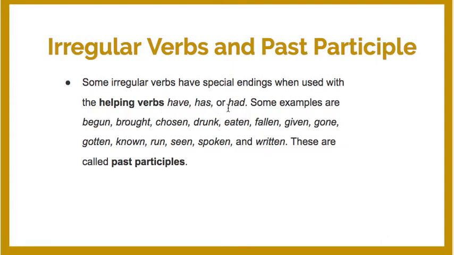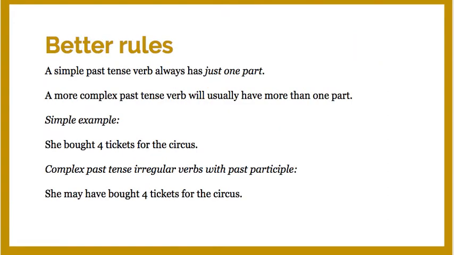So we could say something like, he had begun to understand what an irregular verb was. Or she has eaten all of the marshmallows and is now feeling horrible. Or he had spoken to his mother about going to the friend's house, but he didn't get an answer from her. So it's really just an irregular verb that gets a helping verb added onto it.